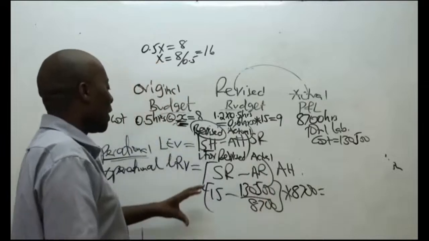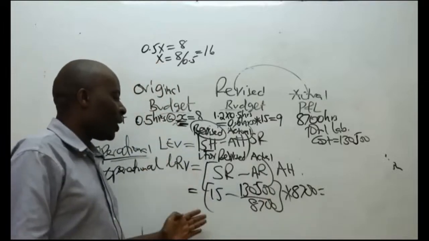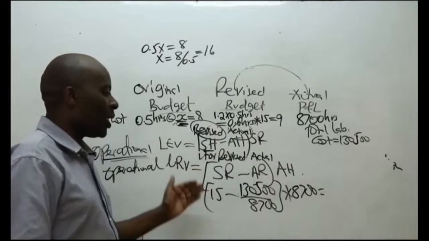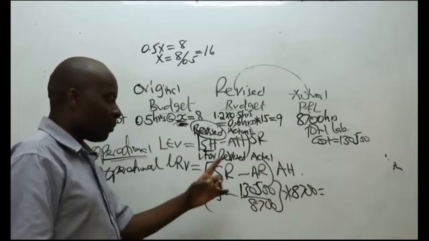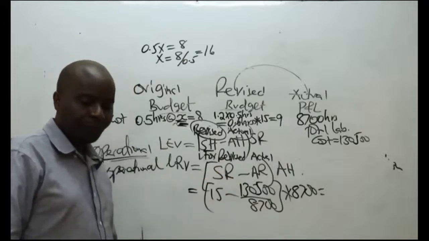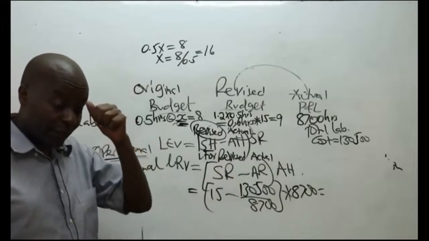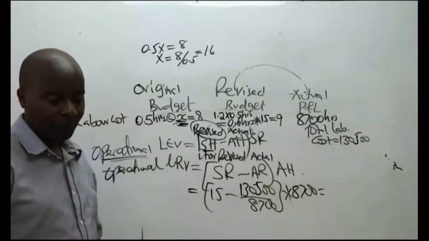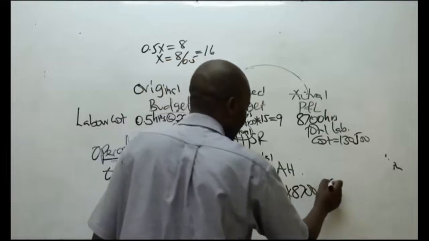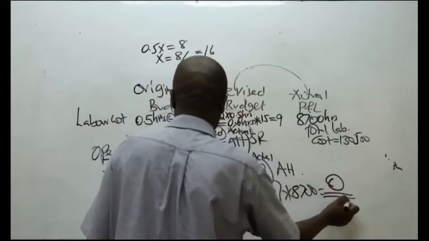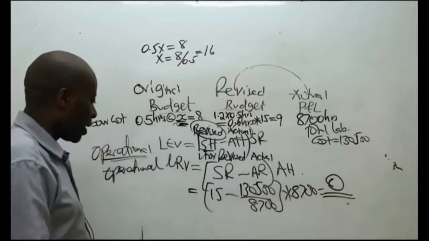So could you kindly say open brackets there, 15 minus 130,500 divided by 8,700. Whatever we get there times 8,700. Please give us an answer now. 0. I'm being told here that this answer is 0. So that is it.